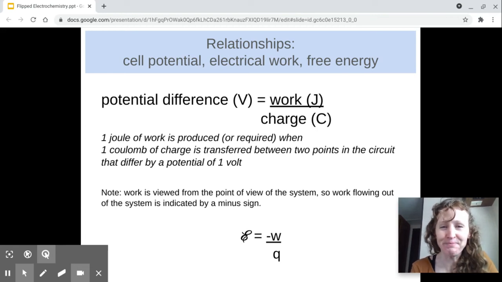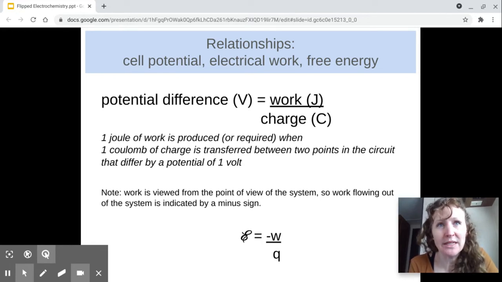Hi, Biochemistry. Welcome back to Chapter 18. We have talked through a lot of the review of stuff we talked about in the fall. We've also talked through a lot of the new stuff, what an electrochemical cell looks like and how it functions.